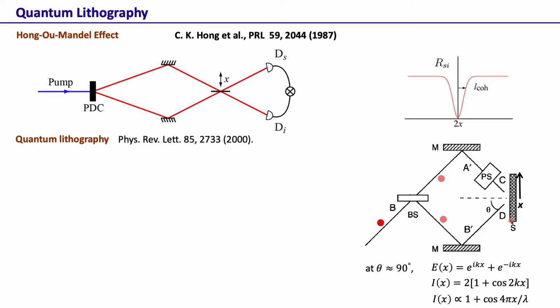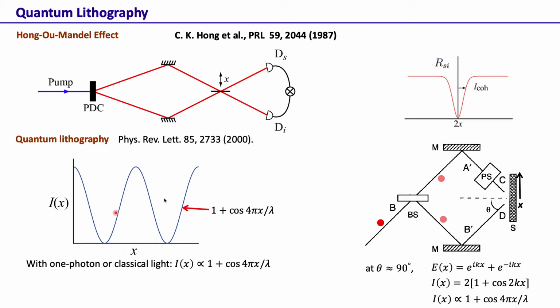field right at the substrate can be written as e to the i k x, that's a field coming from this direction, e to the minus i k x, that's a field in this direction. And if you put it together and take the absolute square, that gives us the intensity, which is twice 1 plus cosine 2kx, or we can say that the intensity is proportional to 1 plus cosine 4 pi x by lambda, where we have just written k as 2 pi by lambda. So this is the form of the intensity. So if we plot the intensity as a function of x, that is the location on the substrate, then we see that the intensity looks like this, that is 1 plus cosine 4 pi x by lambda.